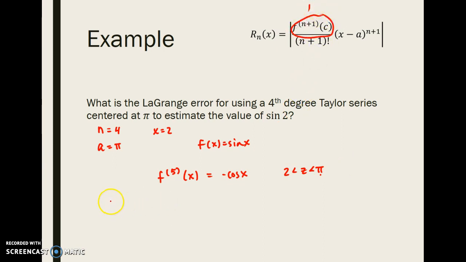Okay, so our error at 4 for 2 is going to be 1 over 5 factorial times 2 minus pi, or pi minus 2, to the 5th.